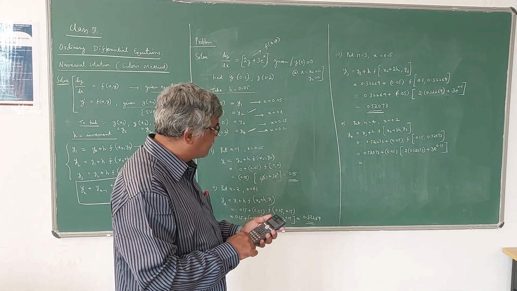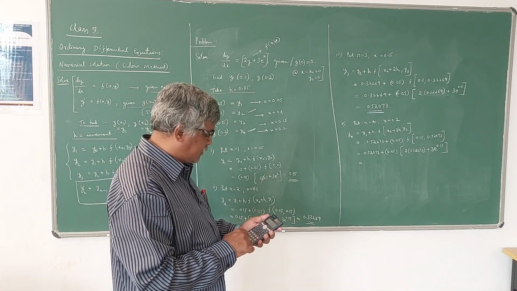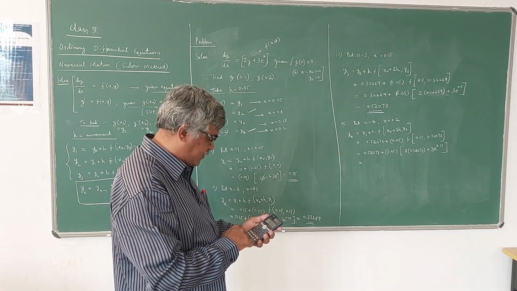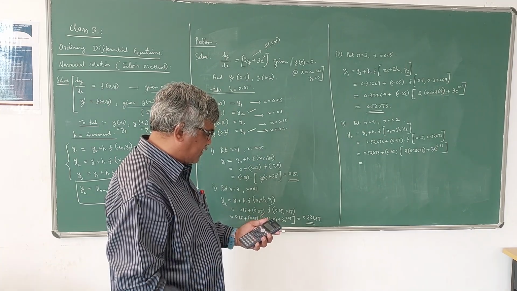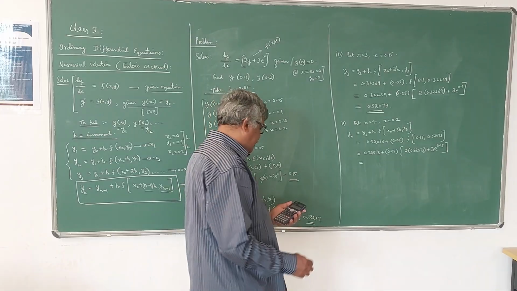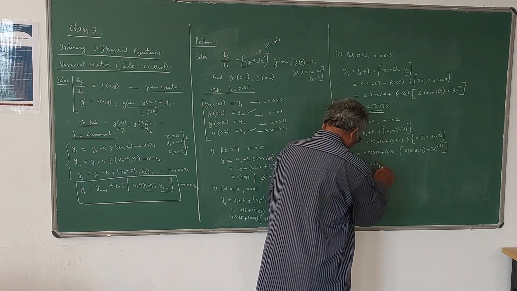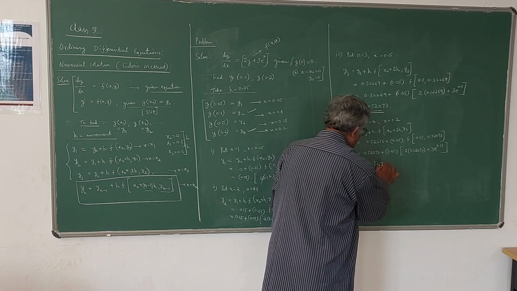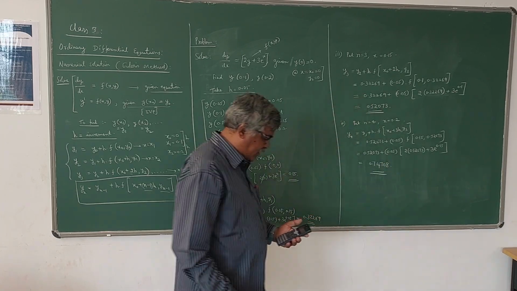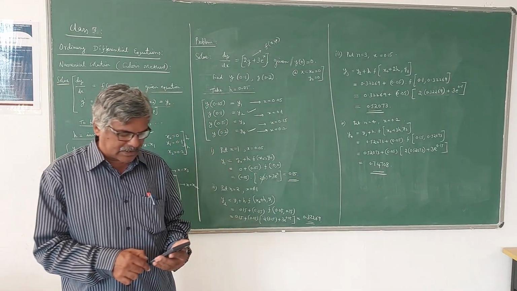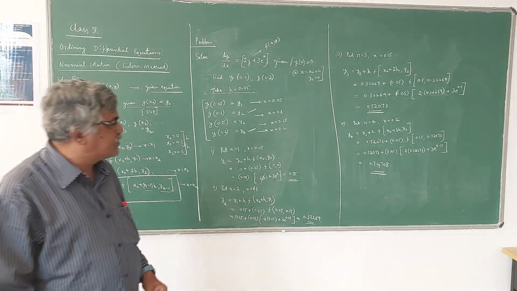0.52073 into 0.05 plus 0.52073. 0.7470. 0.74708. Okay, 780 it becomes 8. So that is the answer. So this is the final answer.